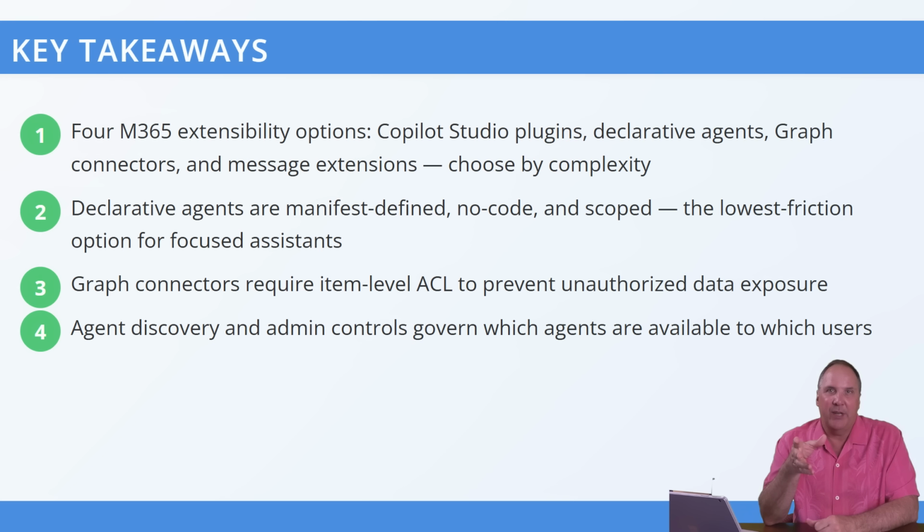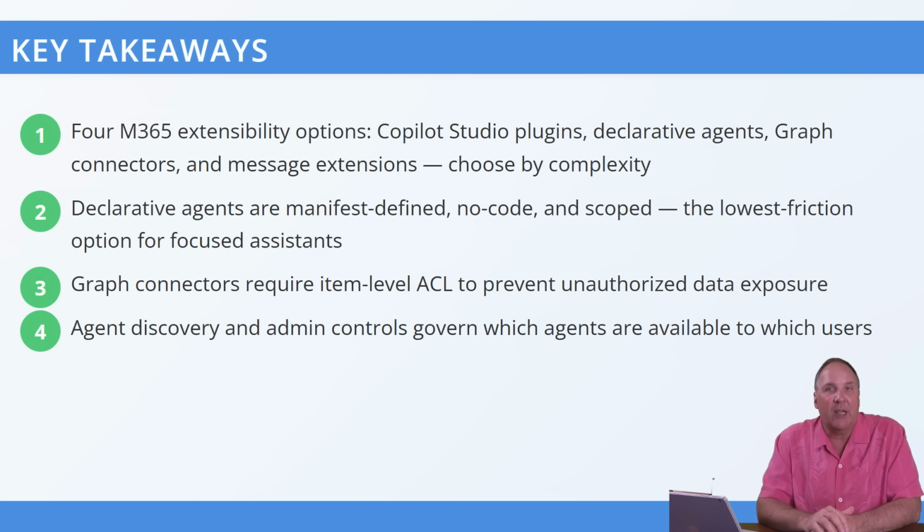So your takeaways here. Number 1, four M365 extensibility options: Copilot Studio plugins, declarative agents, graph connectors, and message extensions. Choose by complexity. Simple Q&A gets a declarative agent. External data gets a graph connector. Multi-step logic gets a Copilot Studio plugin.